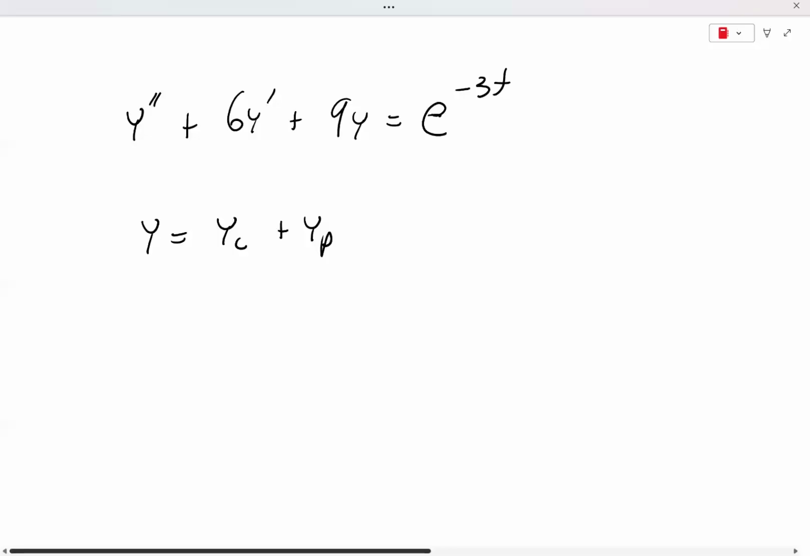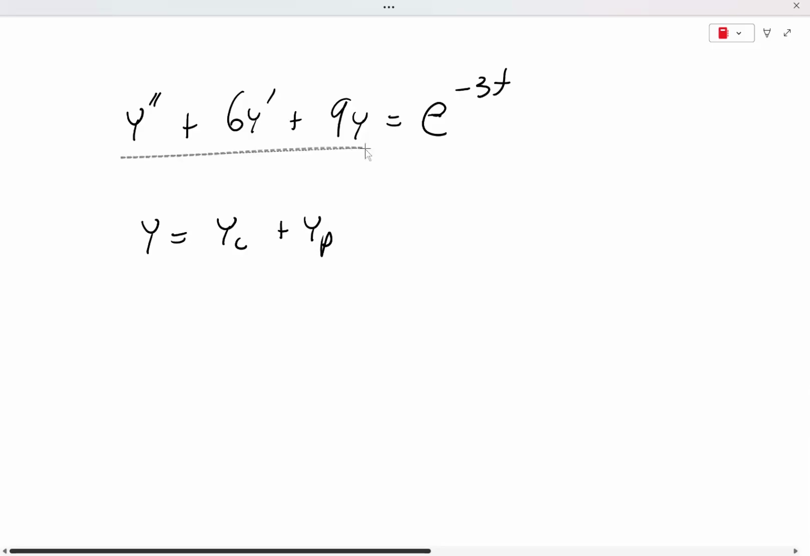Right, this would be the general solution. So we have y equals y sub c, that is the general solution to the homogeneous equation. Okay, so I'll start with this here. So basically, I guess working the y sub c then.